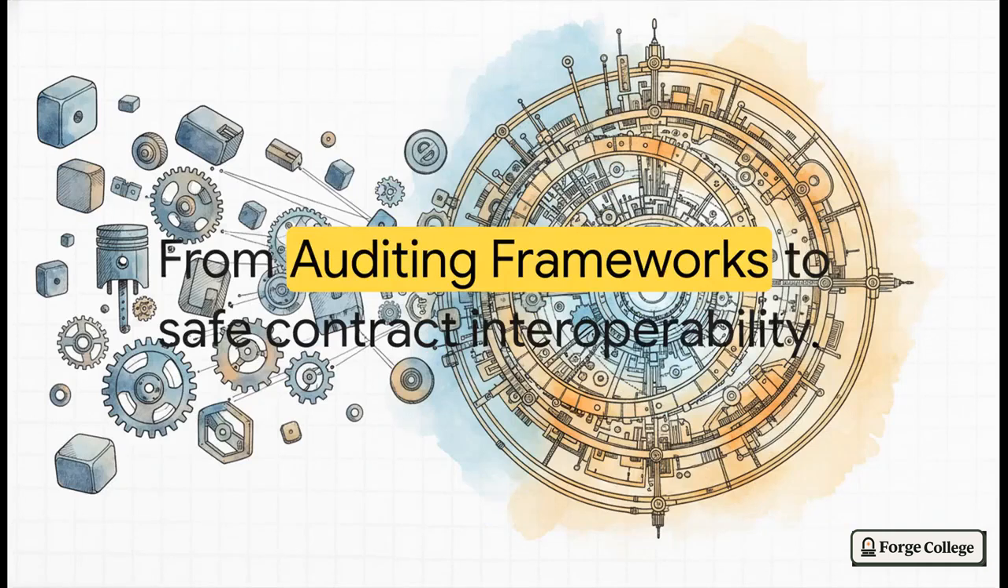Now, in our previous lesson on auditing frameworks, we learned exactly how to build those secure, isolated fortresses. So what's our logical next step? Safely building the bridges between them. We are moving from auditing single, secure blocks to actually wiring them together into a fully interconnected machine.